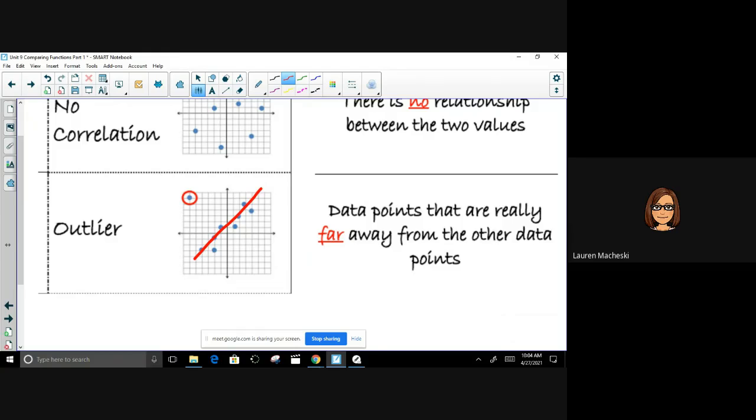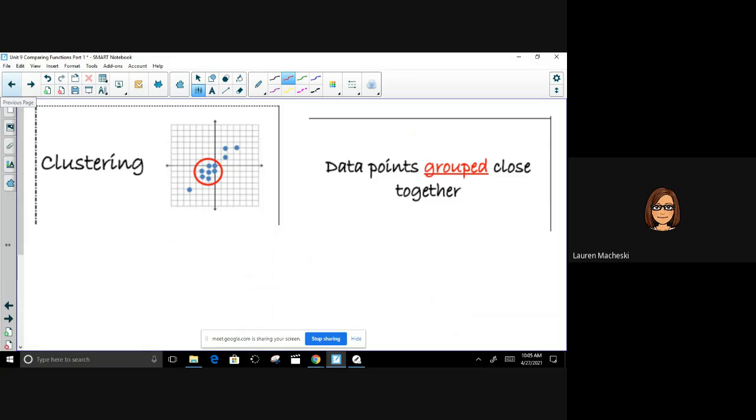Good with that part? And the last thing is clustering. So it's kind of when your data points kind of group together. You can see if you get a clustering area, which I have right here. There's a lot of points together in a group. And that's a pretty basic part of scatter plots that you guys probably already know from previous years.